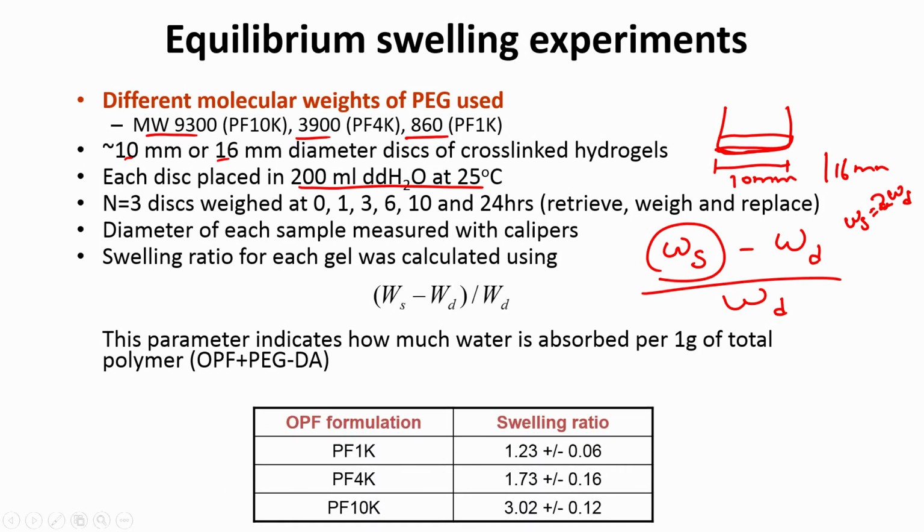Now they have determined that if they are using a 1K, 4K or 10K, the swelling ratio is different. Notice how, as you increase the molecular weight of the chain, the swelling ratio dramatically increases. It has gone all the way up to 3 as you have increased the molecular weight of the chain that you are using.